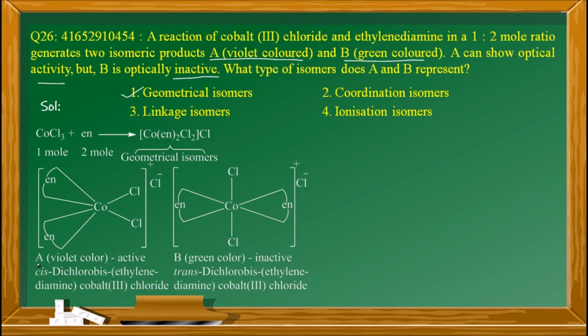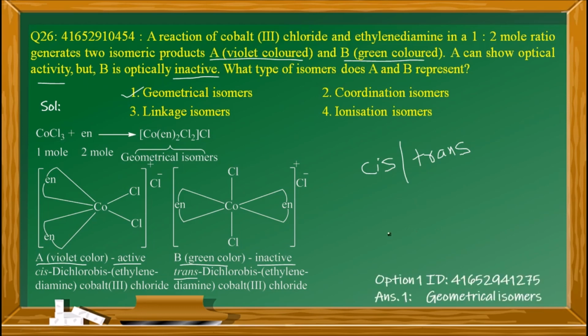These. So this is compound A, violet in color, and this is the cis compound, which is optically active, whereas the green colored compound B is inactive. This is the trans compound. What are the compounds? Cis compound and trans compound. Cis trans isomers are geometrical isomers. So option number 1 is the correct option, friends.